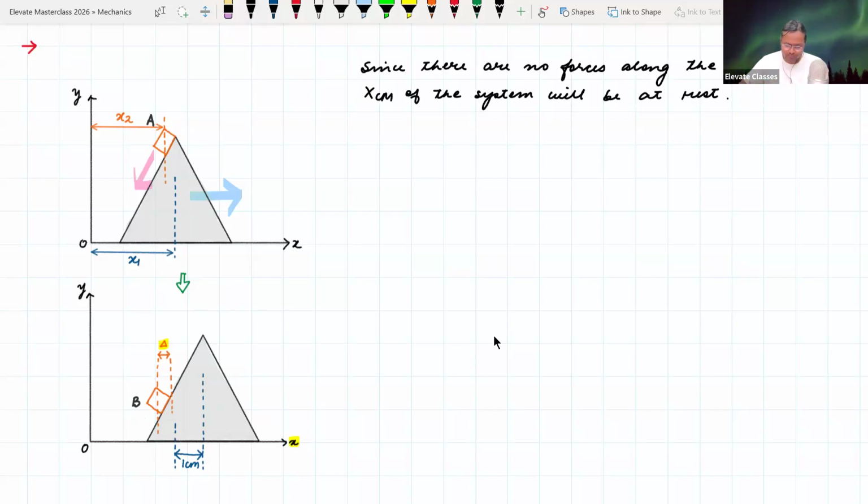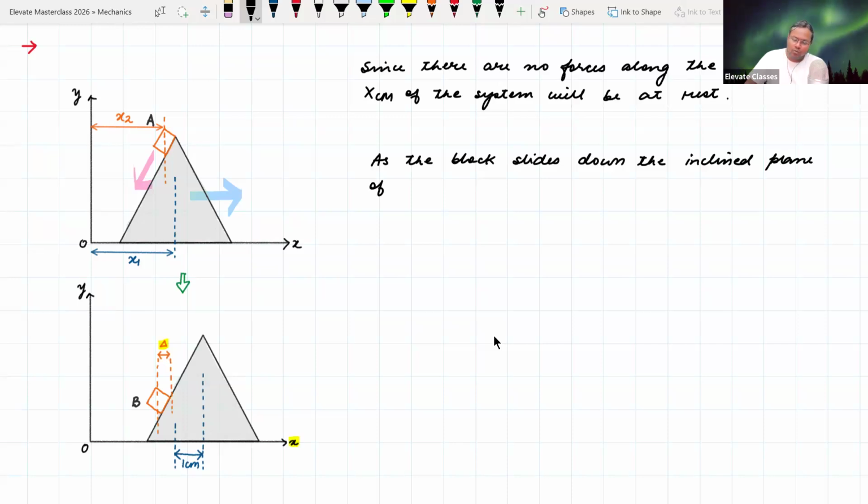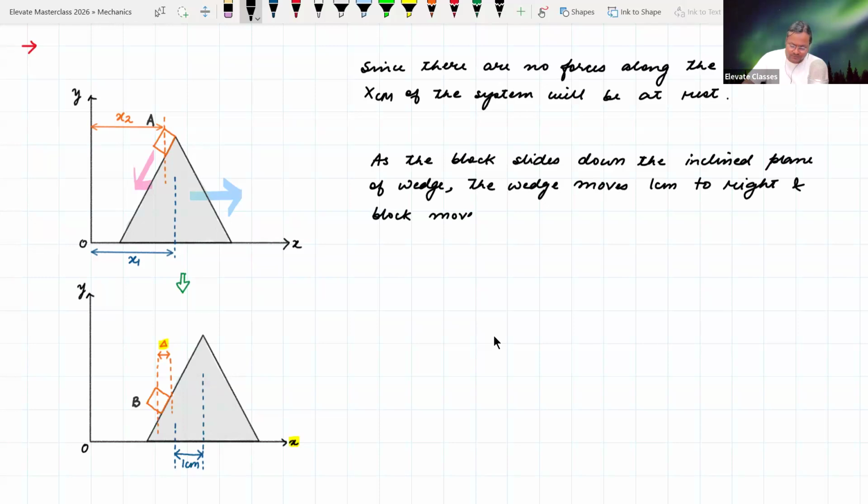All right, now what we do is, as the block slides down the inclined plane of the wedge, the wedge moves 1 centimeter to the right and the block moves, I am saying, del centimeter to the left horizontally.